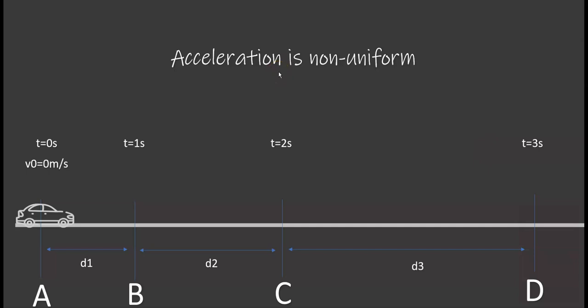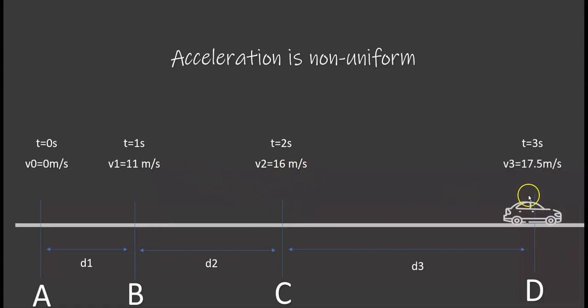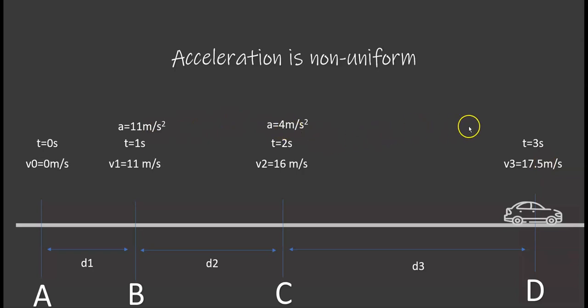Next, let's look at objects moving with increasing velocity, but the rate of increase is not constant. We say the acceleration is non-uniform. As in this case, the car's velocity increases from rest, that is its velocity is zero, then to 11 meters per second, then next to 16 meters per second, and finally 17.5 meters per second. If you compute its acceleration, you will find that the acceleration is not constant.